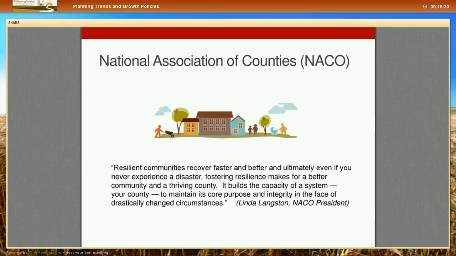The concept of resiliency is being adopted by many types of organizations. The National Association of Counties has made resiliency a primary focus of the 2014 agenda. As noted in this quote, the principles of resiliency not only help a community recover from catastrophic events, but help to build an overall stronger community and a healthy local economy.